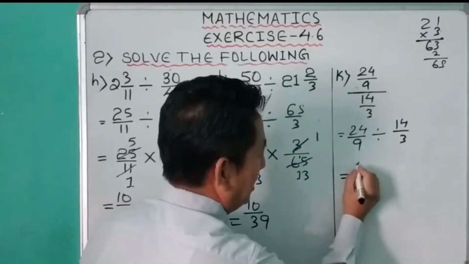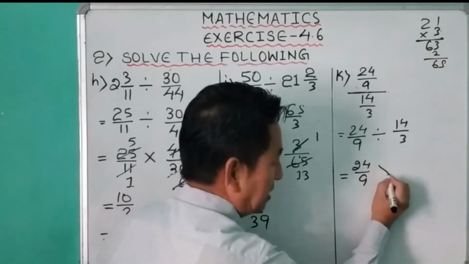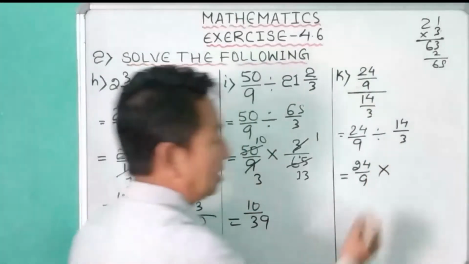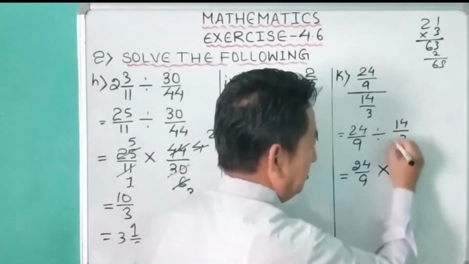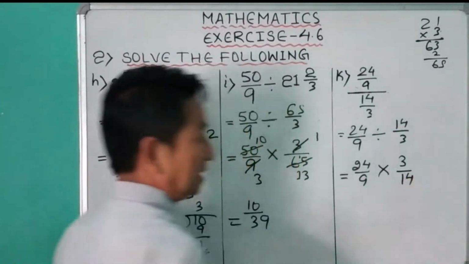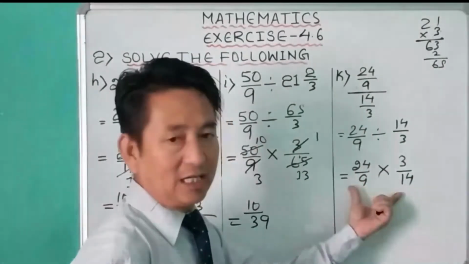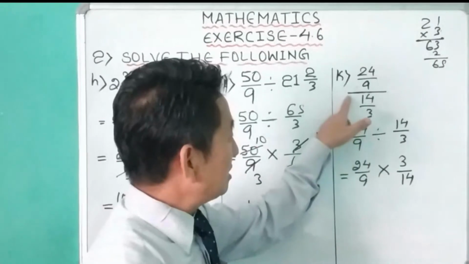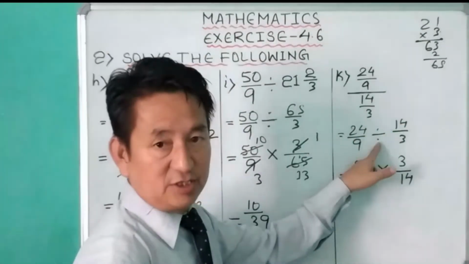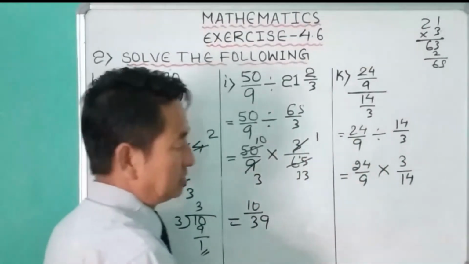Now next, 24 over 9, we'll change this divide sign into a multiplication sign. Then we'll write the reciprocal of this fraction, 3 over 14. Here, instead of this you can write it directly, because this line means divide. I have written a divide sign here, so the divide sign changes into a multiplication sign.